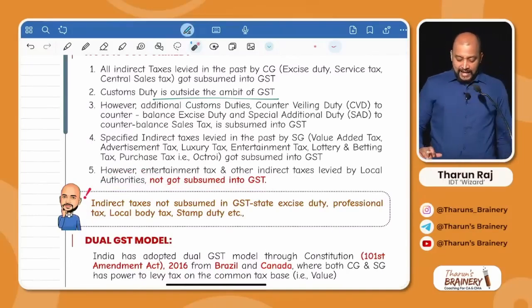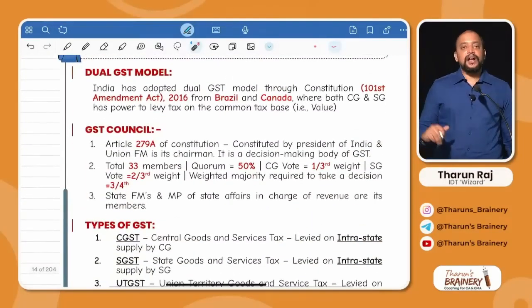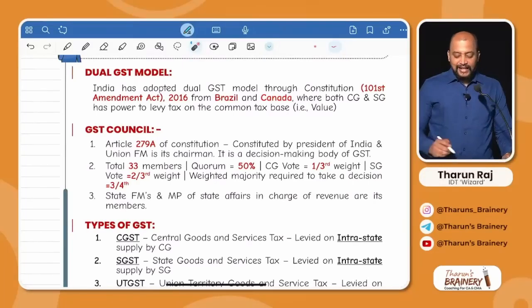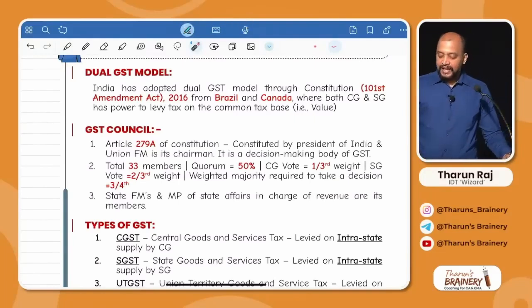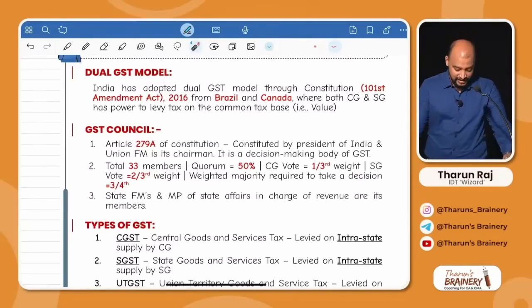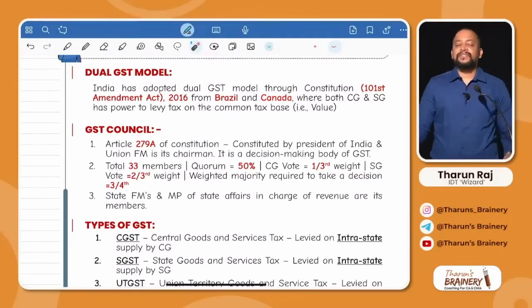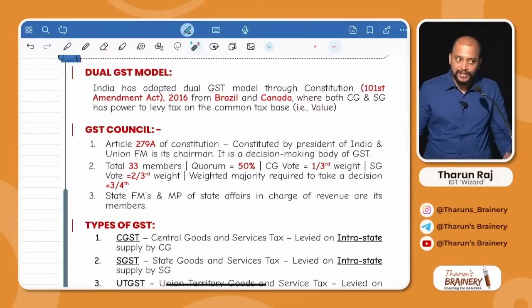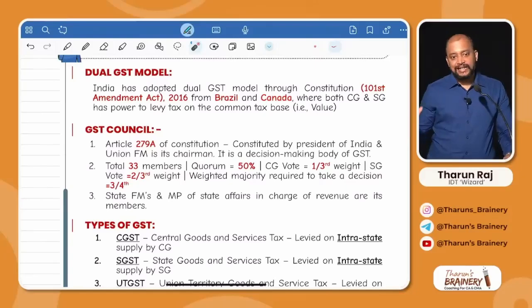Understood? Next, so far we have seen how GST is formed and whether we have a single tax model or dual tax model. Is income tax a single tax model or dual tax model? Income tax is single tax. Means who will collect income tax? Central government. And thereafter they will give it to state government during budget allocations. Got it? But GST, single or dual? Dual. Dual means what? Central government also will collect, state government also will collect. That is called the dual GST model.